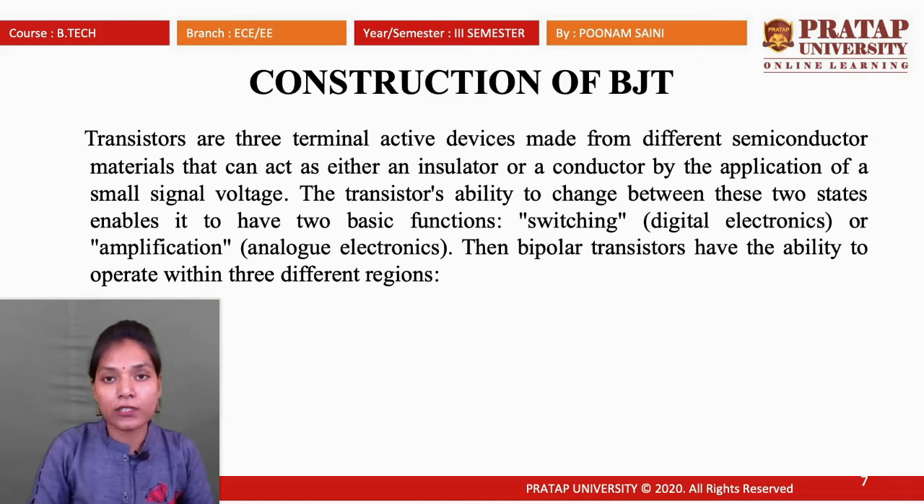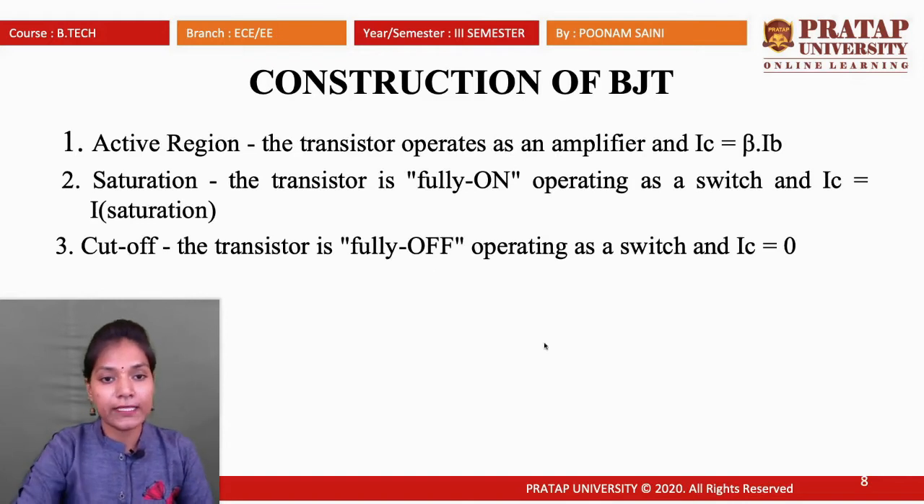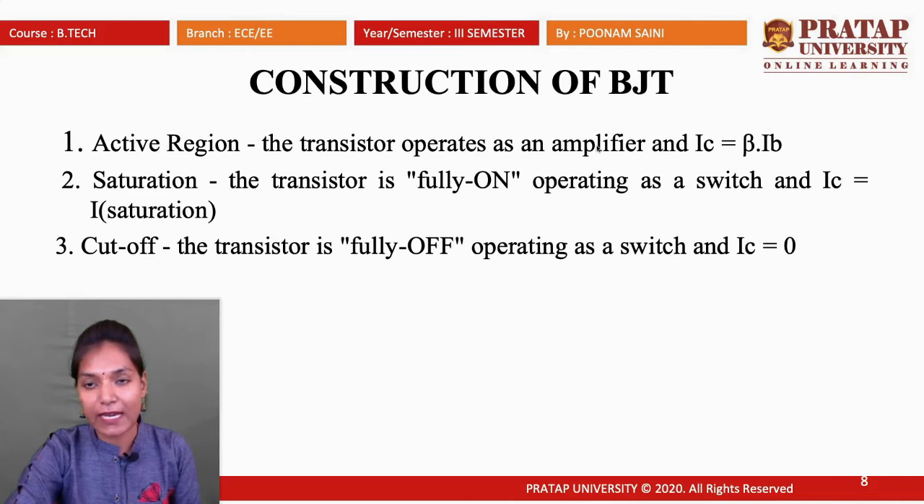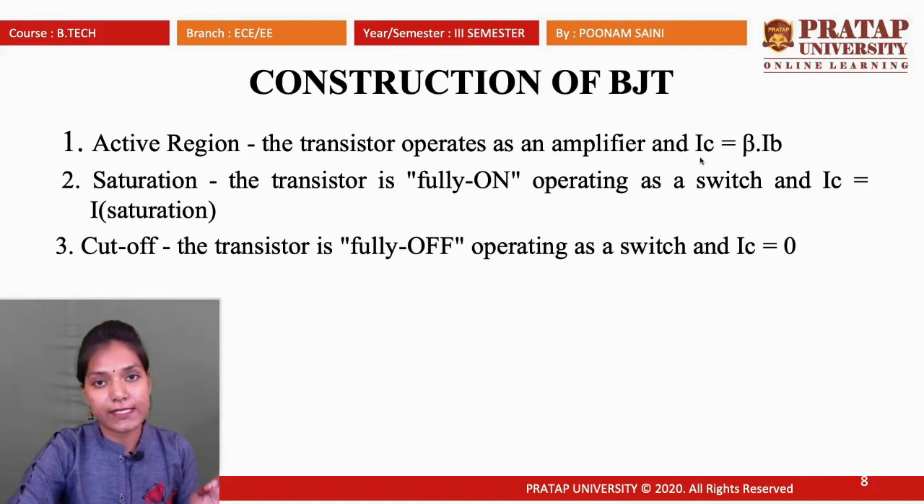The transistor operates in 3 regions. First is the active region, second is saturation, and third is cutoff. You can look at this. In the active region, the transistor operates as an amplifier, where IC indicates the collector current and IB indicates the base current. That means IC is equal to beta times IB.